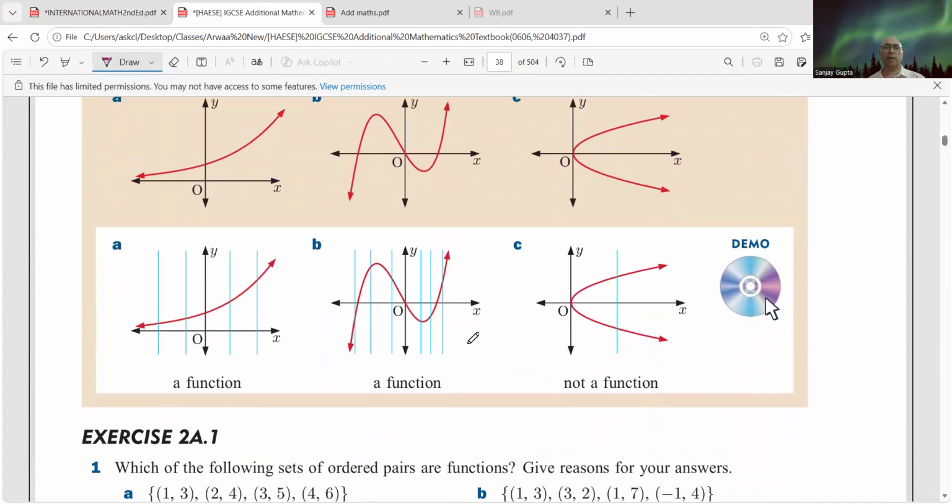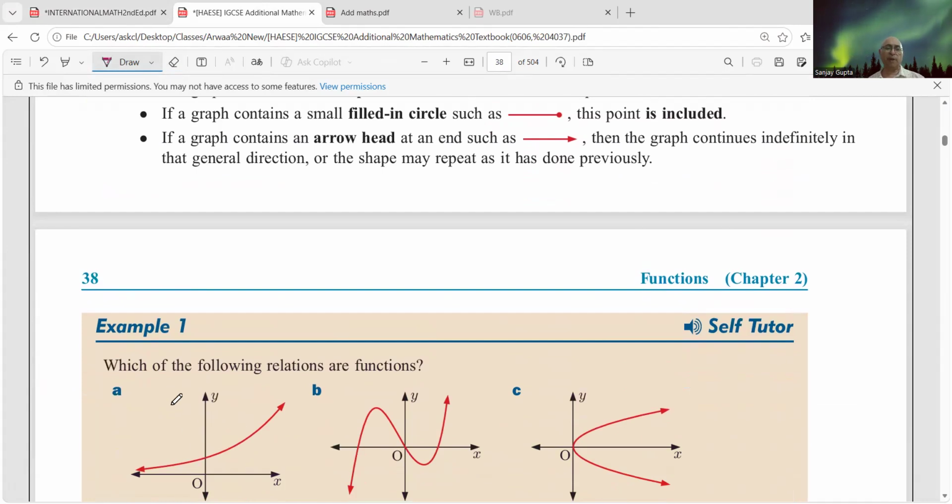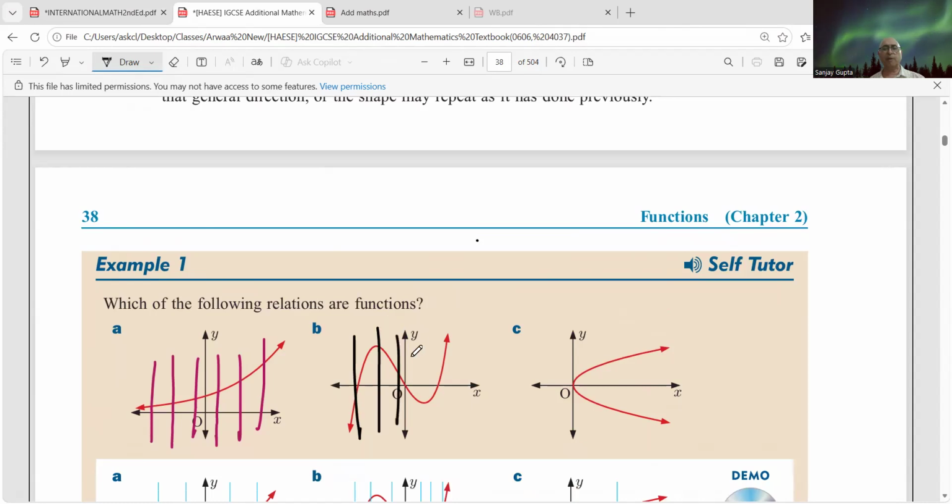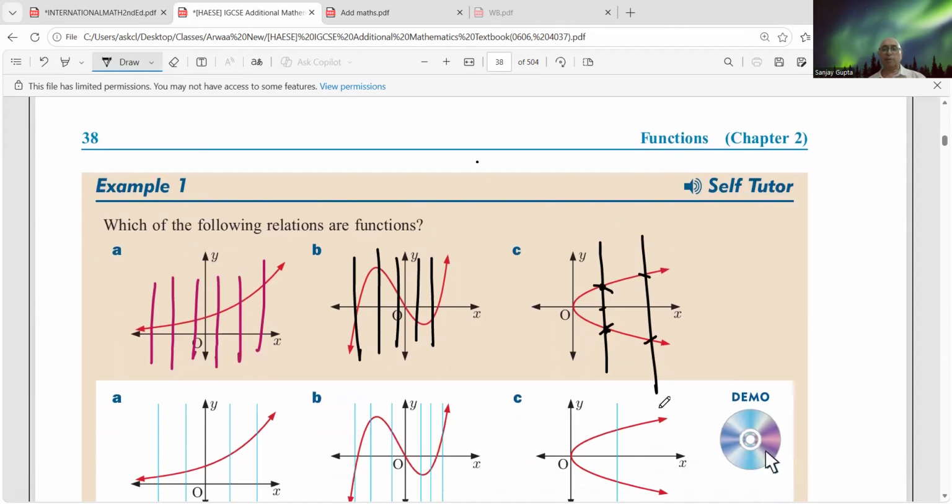Now to make it more clear, can we look at these examples? Now if I draw vertical lines here, you can see they are not cutting the graph at more than one place. You can draw as many lines as you want. The second one, yes, this is also not cutting. But for the third one, you see that they are cutting the graph at more than one place. That means for the same x value, which is fixed for this line, there are two different y values meeting the curve. Isn't it? That means it's not a function.